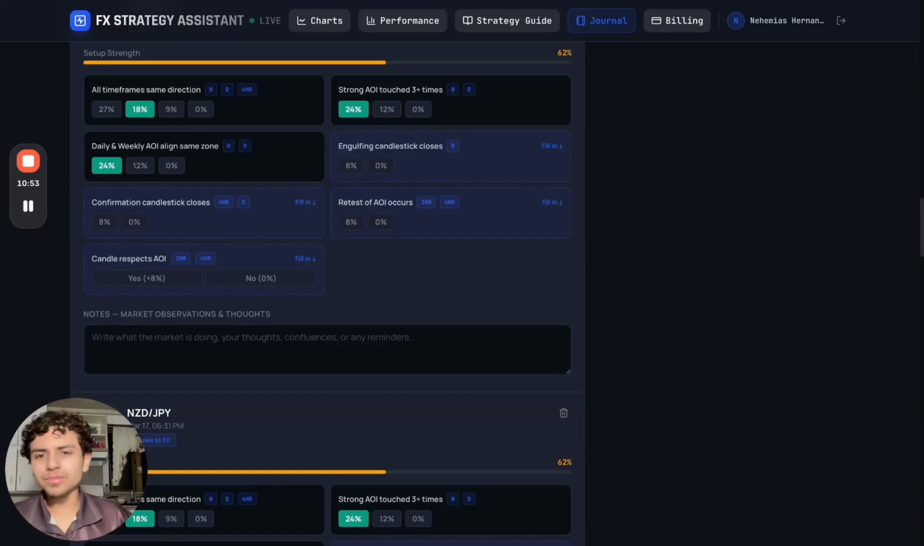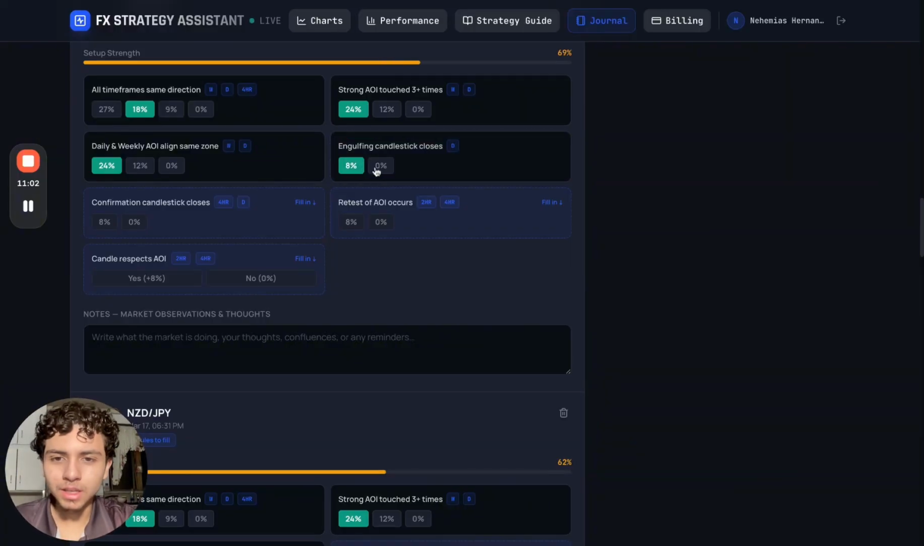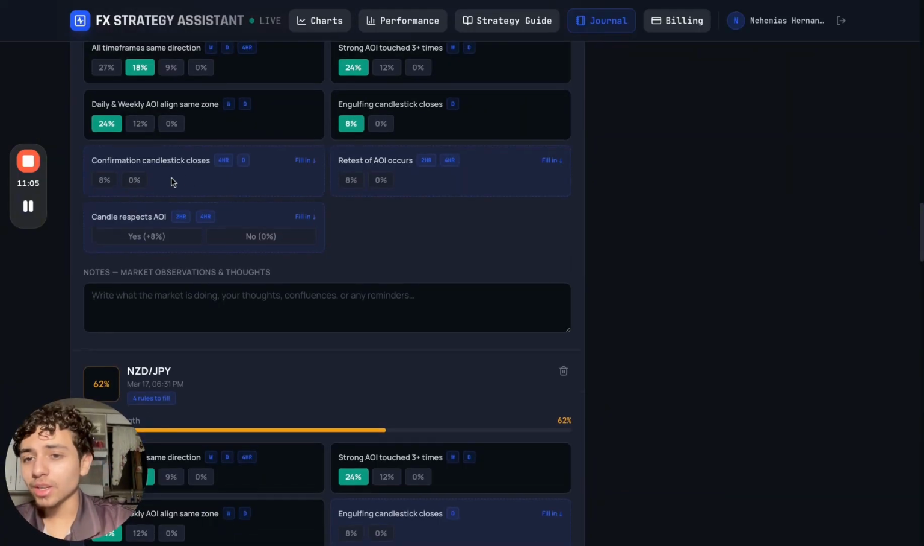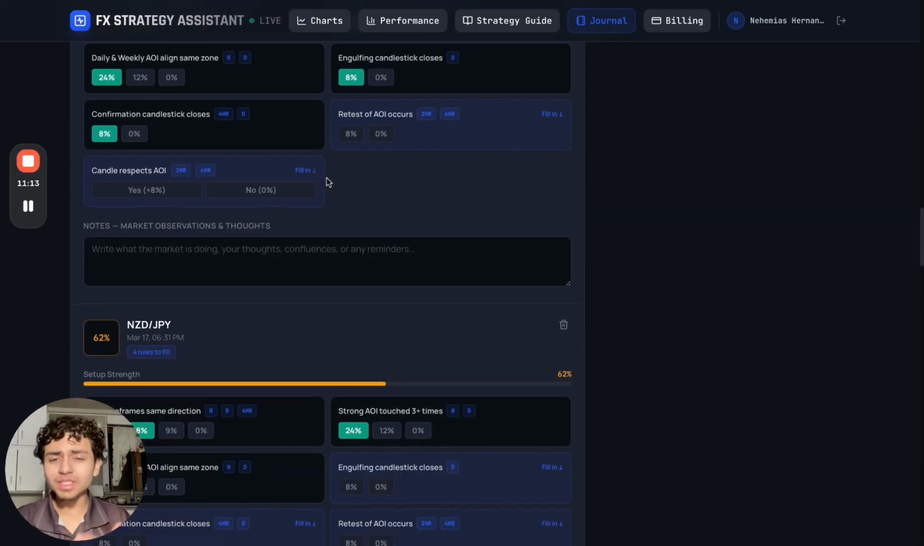So let's say an engulfing candlestick closes on the daily, it should be on the daily. That happens, boom, you add the 8%. And then you come and you say the confirmation candlestick closes. Okay, the confirmation candlestick closed. Great, you add the 8%. Then you see that you're still waiting. You don't get in the market yet. You don't buy, you don't sell, because you still need to fill 2 more things.